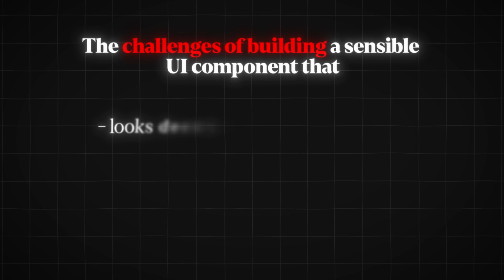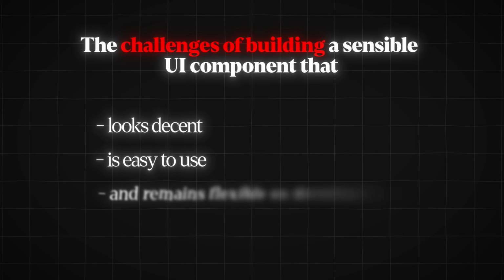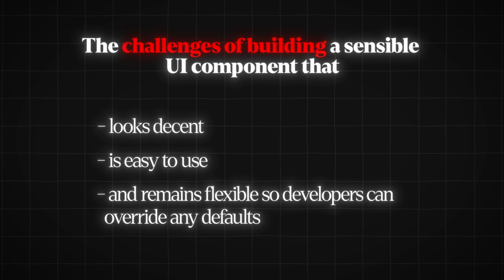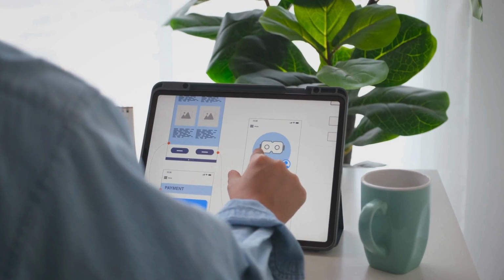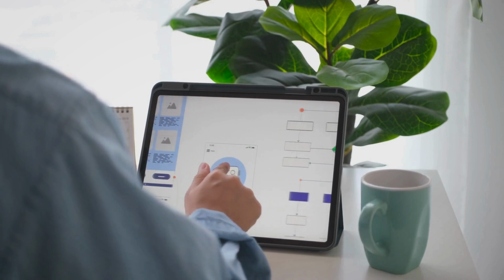The challenges of building a sensible UI component that looks decent, is easy to use, and remains flexible so developers can override defaults is a really challenging task. The project for level 6 is going to get you into the nitty-gritty of UI development. While all the projects so far have been about expanding your breadth of knowledge by touching different aspects of front-end development, this one will be about diving deep into component design. And I think that's appropriate today because components are everywhere in modern web codebases.